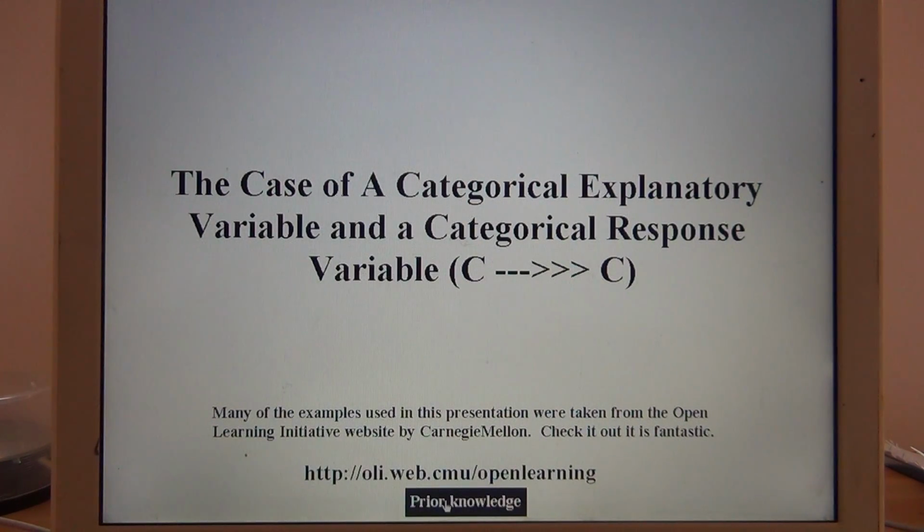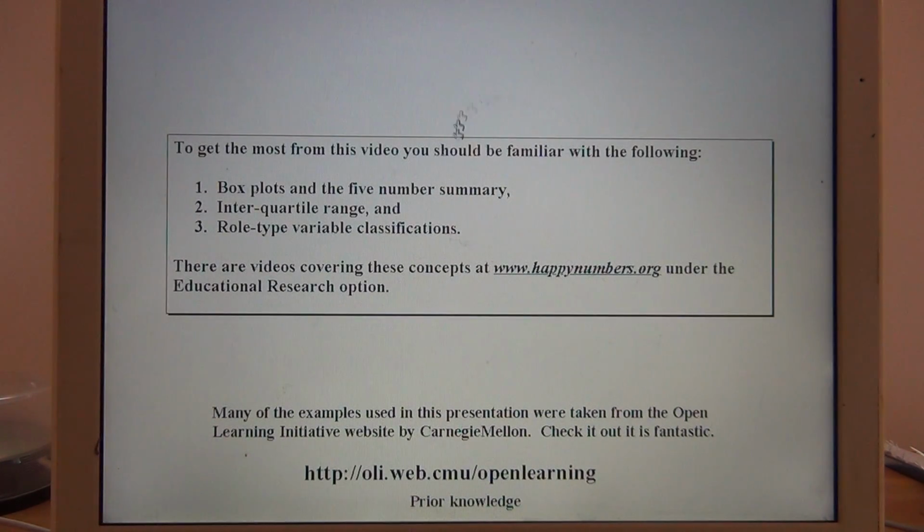Some prior knowledge that you will need to understand this video, or to get the most out of this video. You'll need to have looked at the video or have a good understanding of the concepts of box plots and a 5-number summary. You'd need to know the interquartile range, and you will need to have looked at the video that talks about role type variable classifications. And these 3 videos are all on the website that you're looking at right now, www.happynumbers.org.